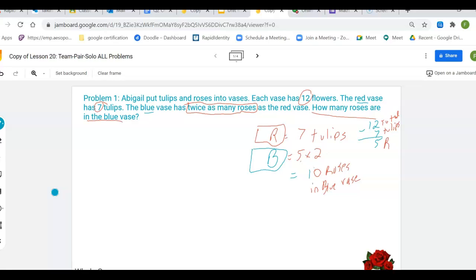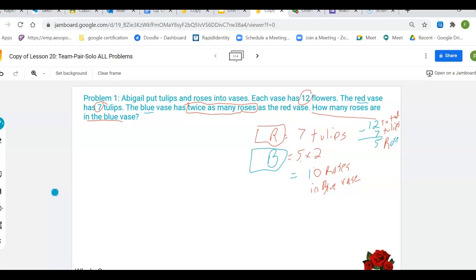The red vase, which is this one, has 7 tulips. So I've indicated 7 tulips right here. So if there are 12 total flowers in the red vase, just like in the blue one, and we know that it has 7 tulips in it, that means that we need to find the difference between 12 and 7. And whatever the difference is, that's going to be the amount of roses. So we have to subtract 12 total minus the 7 tulips will give us 5 roses. So 5 roses in the red vase.